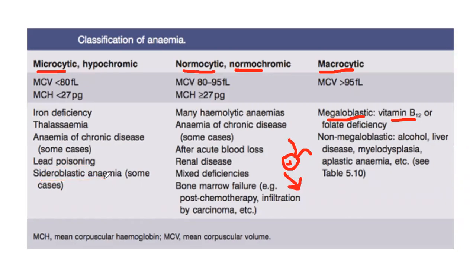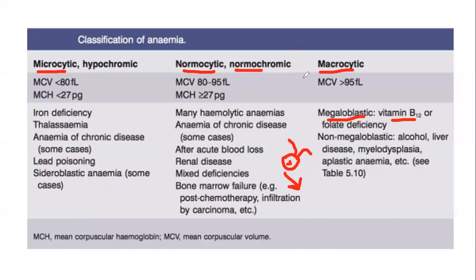So these are the underlying causes of what is called microcytic anemia. If you ask me, what is sideroblastic anemia? Sideroblastic anemia is a form of anemia in which the bone marrow produces ringed sideroblasts rather than healthy red blood cells. Means abnormal red blood cell formation, right?